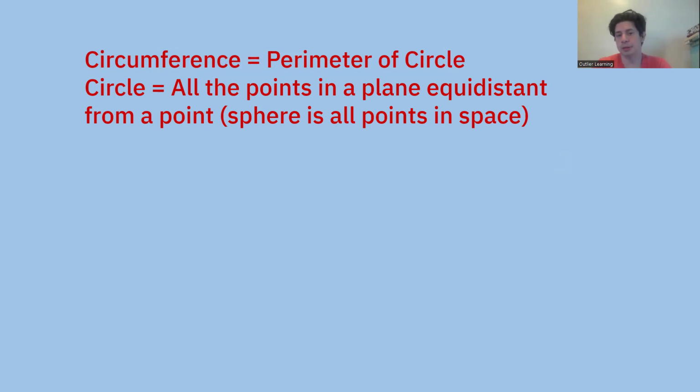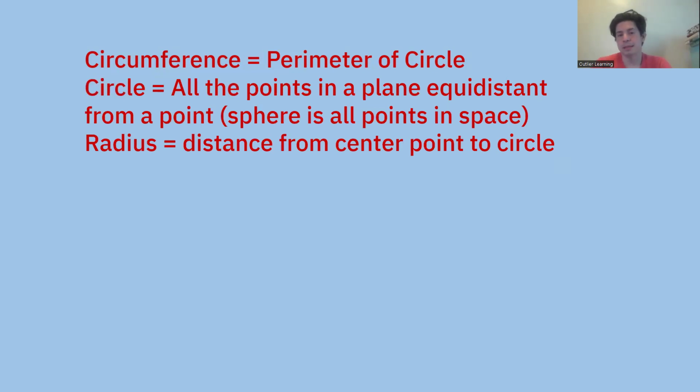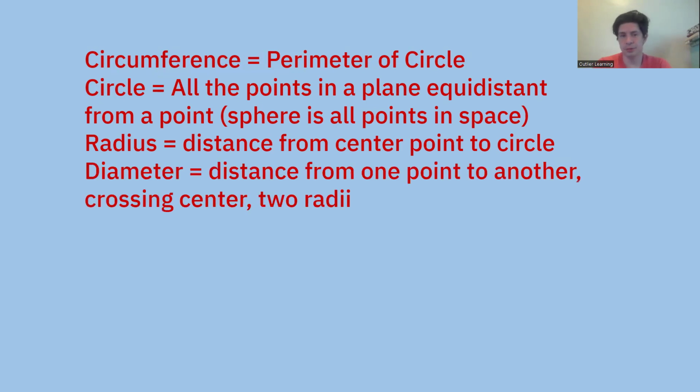A sphere is all points in three-dimensional space. And then the radius is the distance from the center point to the circle's line, or edge. And then we have diameter, which is the distance from one point to another that crosses the center. So it's basically two radii joined, parallel radii. It's twice the distance of the radius. It's considered a chord. Chord is any 2 points, a line that connects any 2 points on a circle, but this specifically crosses the center.